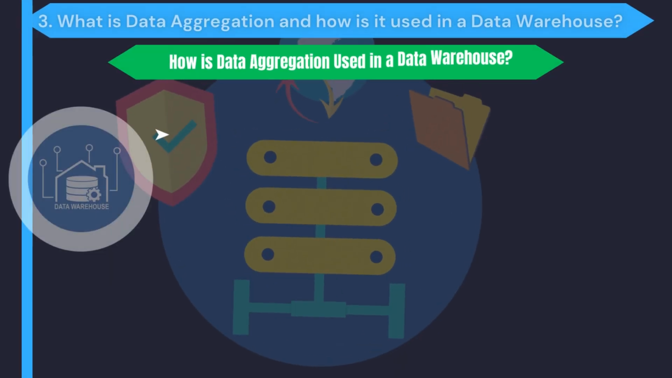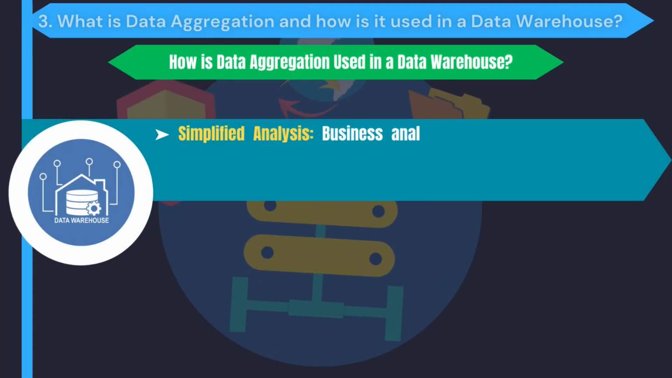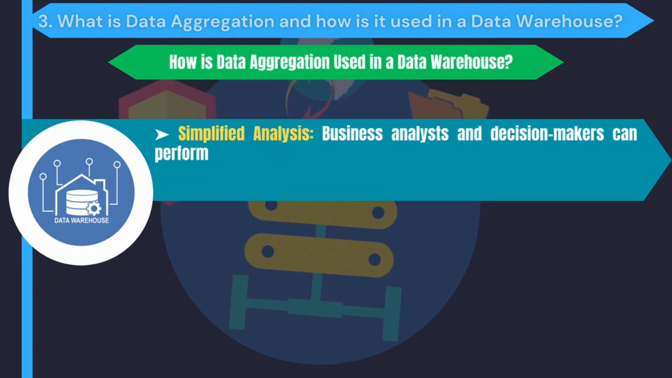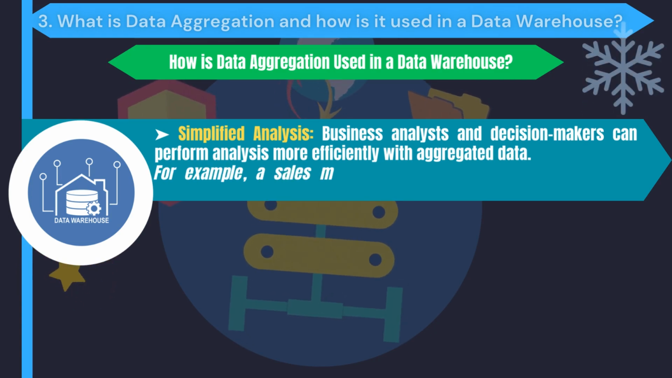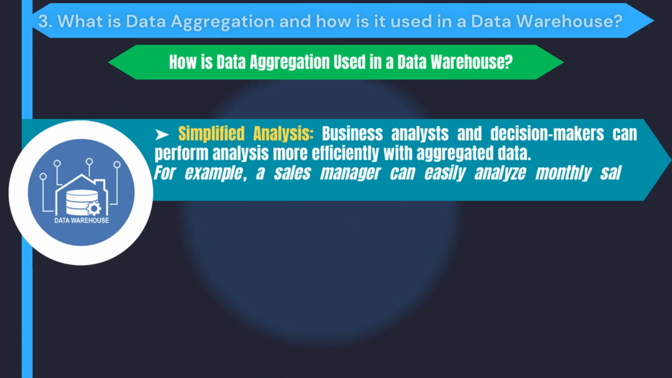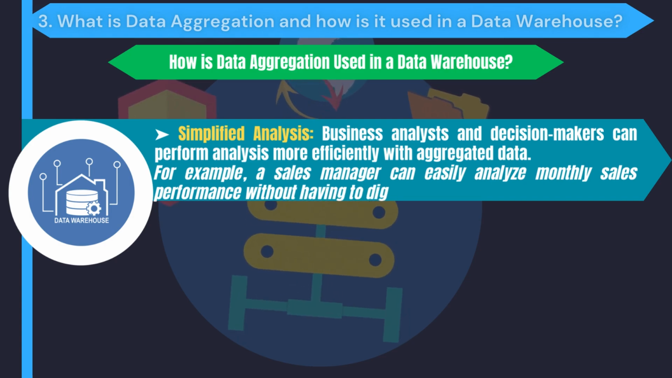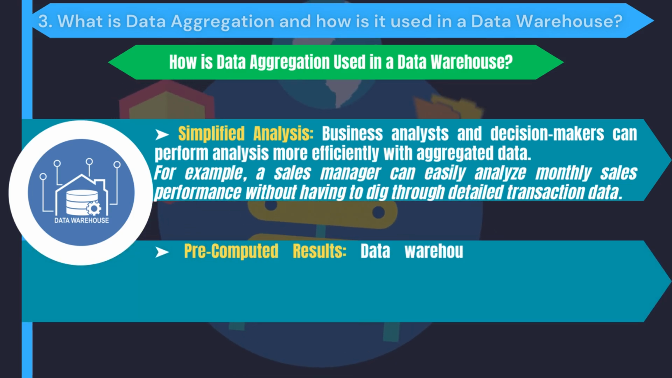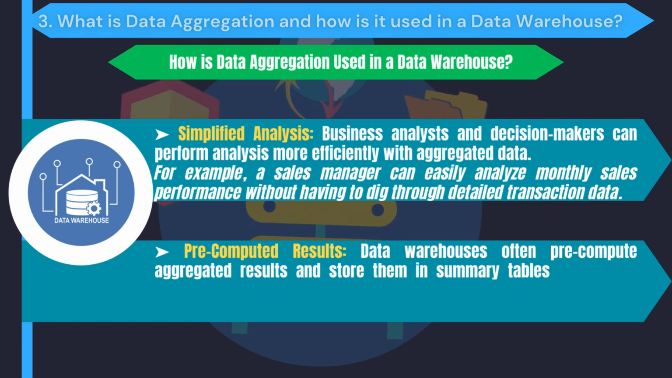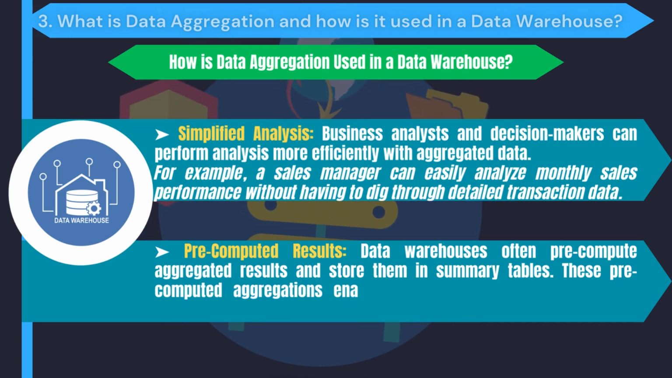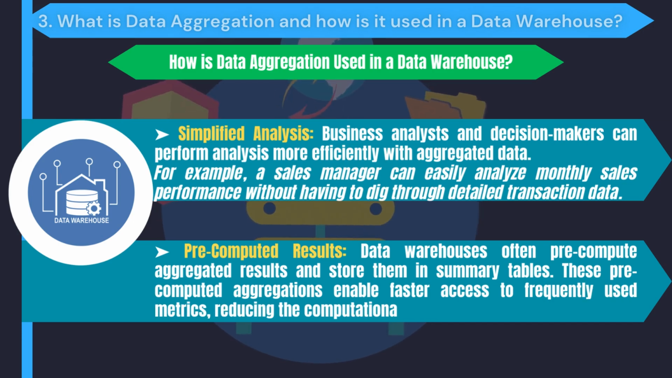D. Simplified analysis. Business analysts and decision makers can perform analysis more efficiently with aggregated data. For example, a sales manager can easily analyze monthly sales performance without having to dig through detailed transaction data. E. Pre-computed results. Data warehouses often pre-compute aggregated results and store them in summary tables. These pre-computed aggregations enable faster access to frequently used metrics, reducing the computational load on the data warehouse.